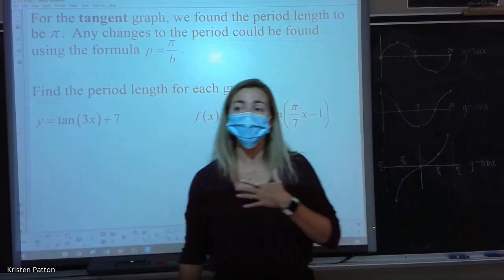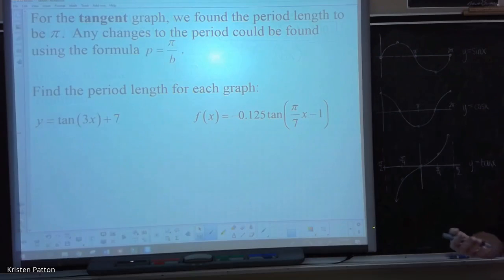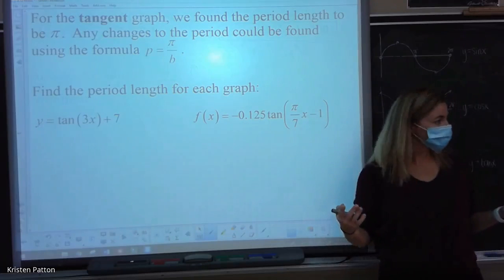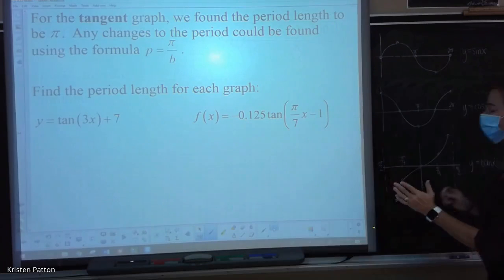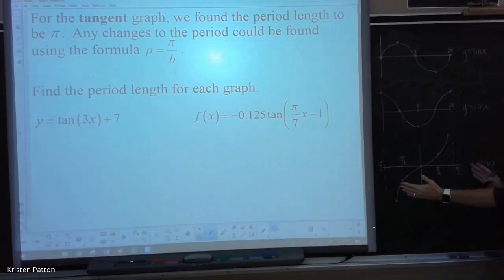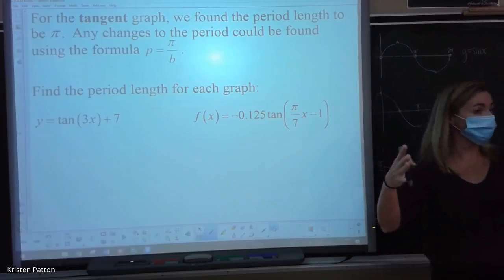So yesterday, the big takeaway was changing the period of sine and cosine. We just didn't get to talk about tangent yet. And so that's what we're going to finish up with. For the parent graph of tangent, when we talked about this graph on Friday, we said the period length is not 2 pi, it was only 1 pi. It was half as long.